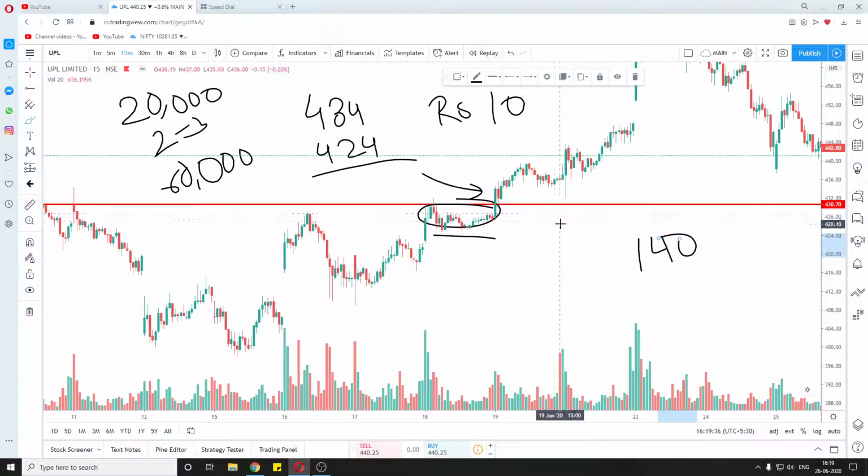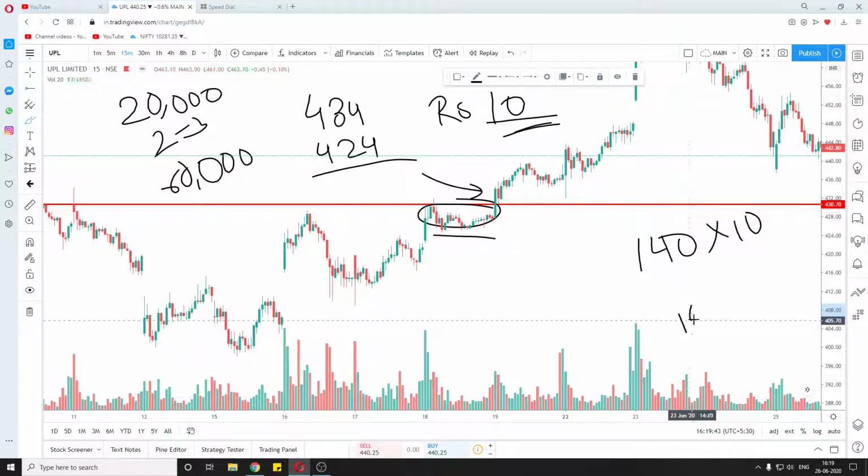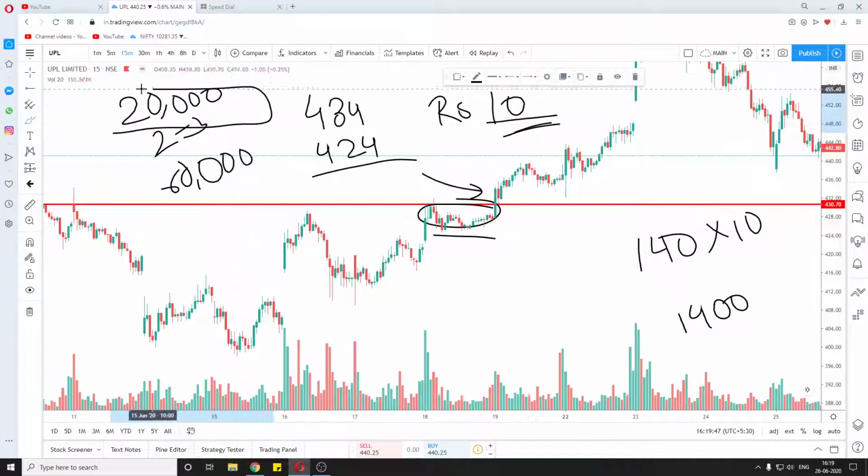But just in case, let's say their stop loss is hit, which is 10 rupees stop loss. This becomes 140 into 10. So you lose 1400 rupees with 20,000 capital, and 7% of your capital is gone in this trade. So this is the wrong way.